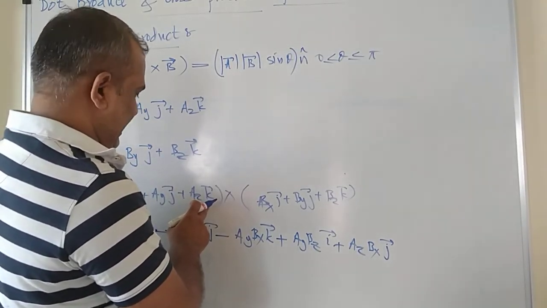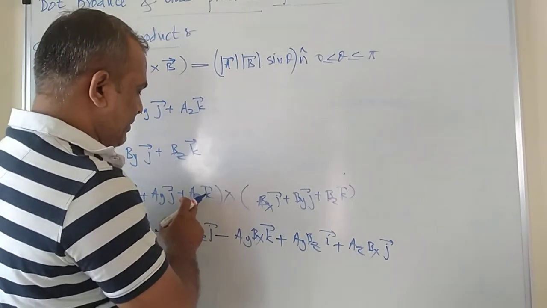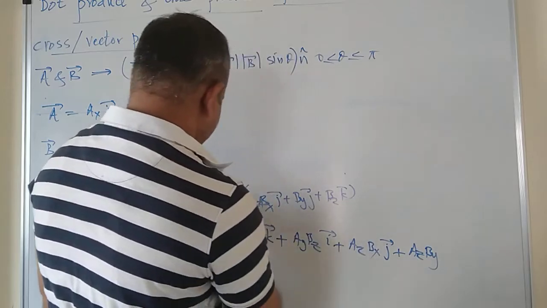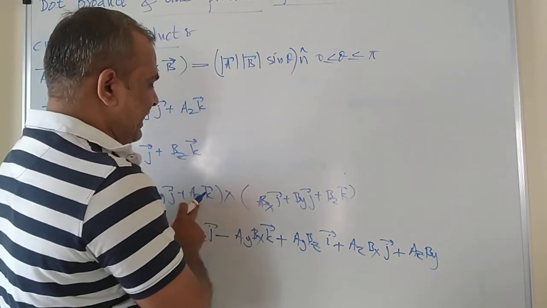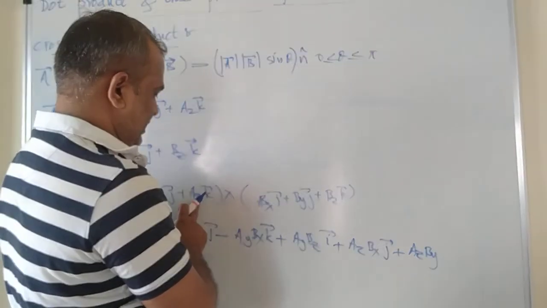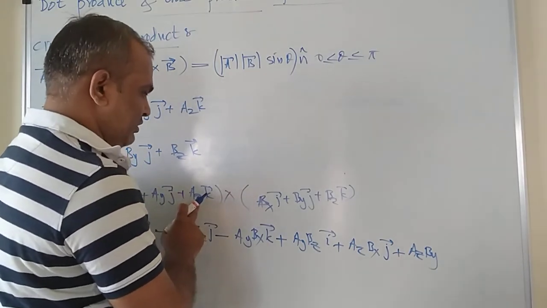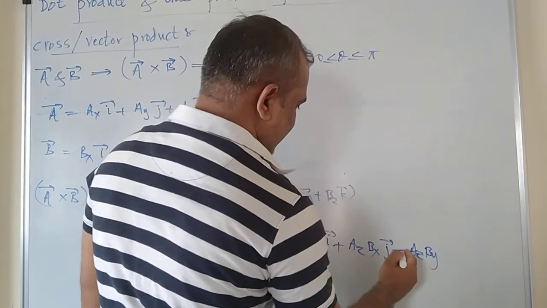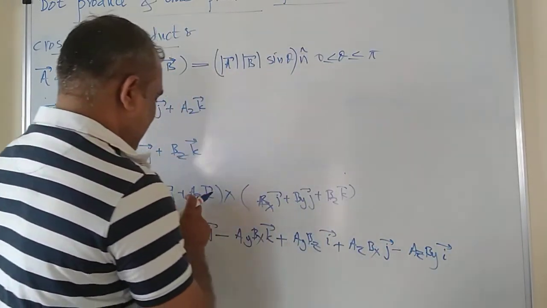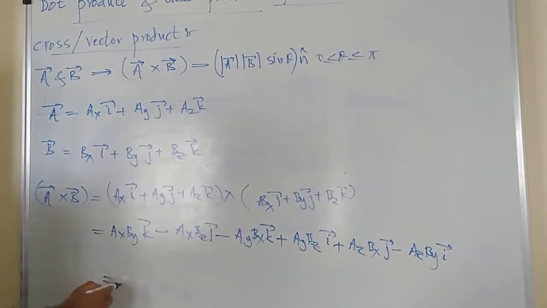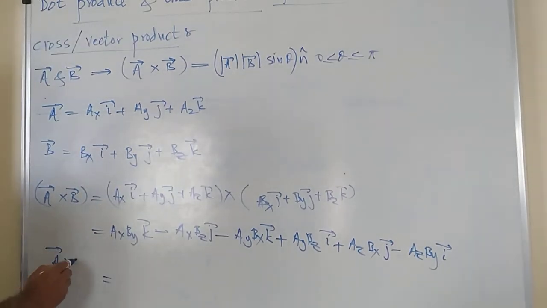Az bx, this is over. Az by plus az by k cross j will be negative because in a reverse order. So minus times i bar, and az k cross k is 0. And if you write it in a determinant form, then you will get the cross product of two vectors.